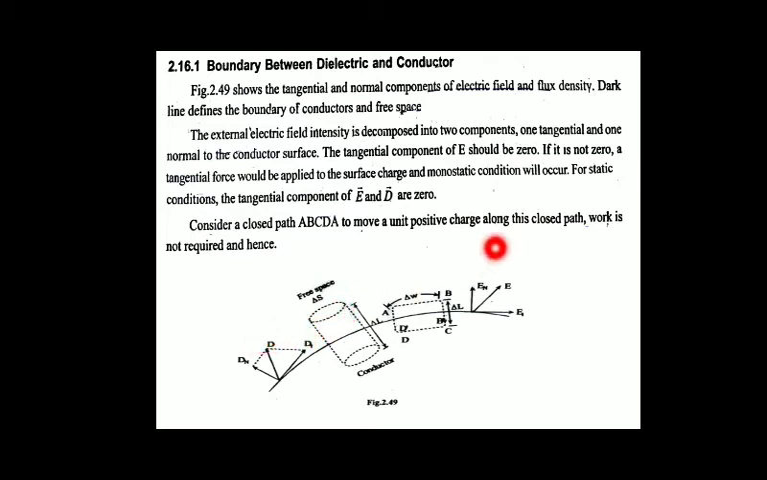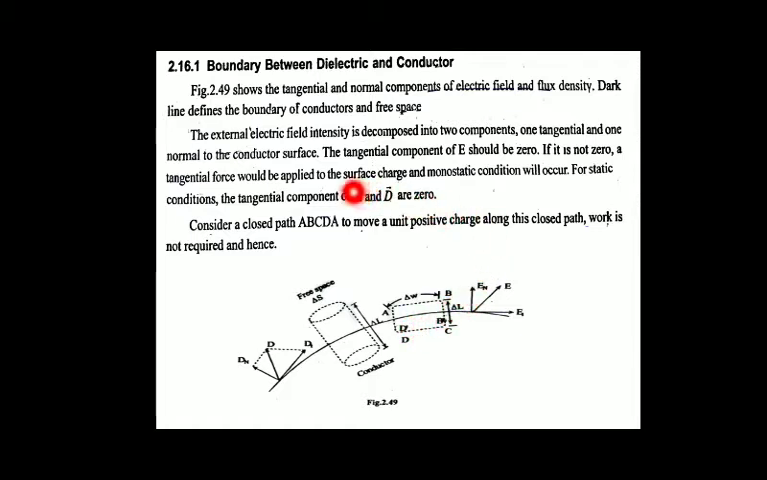Also we will discuss two types of surface. One is the closed loop ABCD, and the second is a cylindrical surface. By using these two concepts, we will prove the boundary conditions.